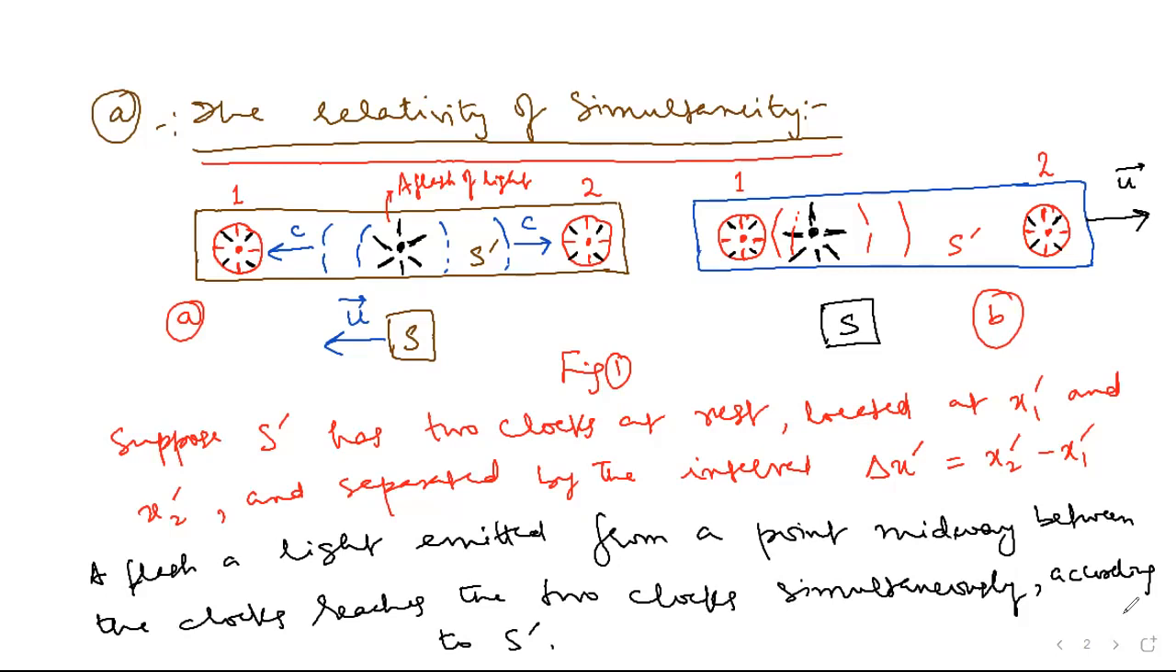Clearly, from the point of view of S, the light signal reaches clock 1 before it reaches clock 2 because of the velocity u. I repeat, from the point of view of S, it is clear that the light signal reaches clock 1 before it reaches clock 2, and thus the arrival of the light signals at the locations of the two clocks is not simultaneous to S. We therefore reach the following conclusion.